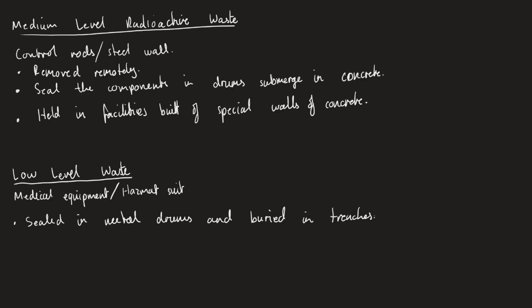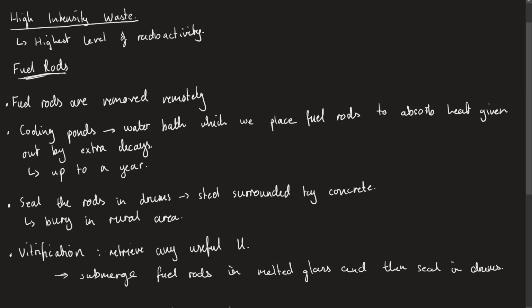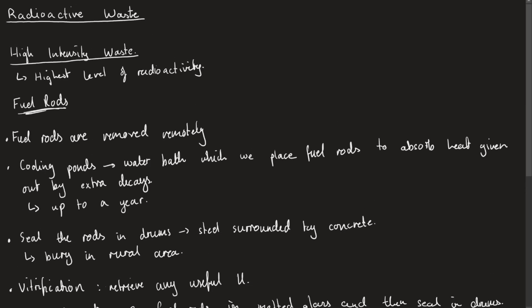But what you need to know is these three methods and these three levels of intensity of radioactive waste. You can be asked sometimes in a 6-mark question to talk through all three types of these wastes, so high intensity, medium intensity, and low intensity, and how you would deal with each of them, giving examples of what they are.